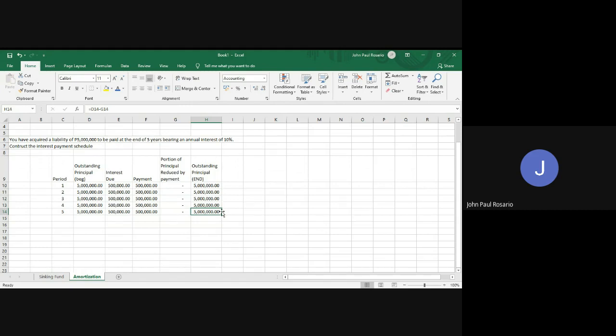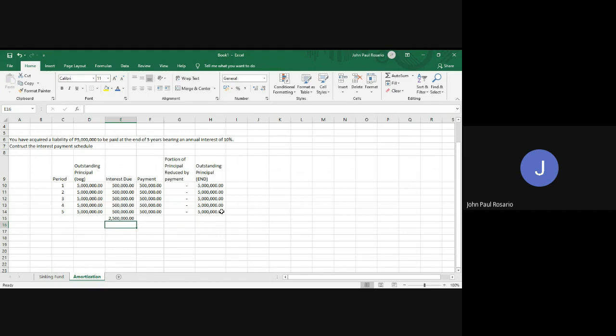However, if you decided that instead of just paying for the interest annually, then in a sense you have a gross savings in your interest, because if you total your interest here, your interest due totals to 2.5 million, which is half of your liability. Now, what if you decided to pay it? Of 10%.